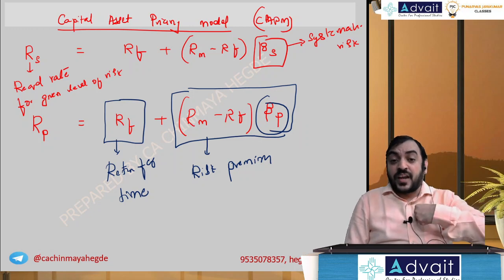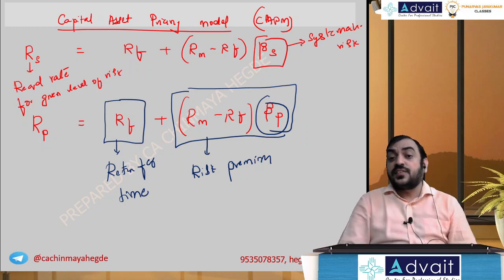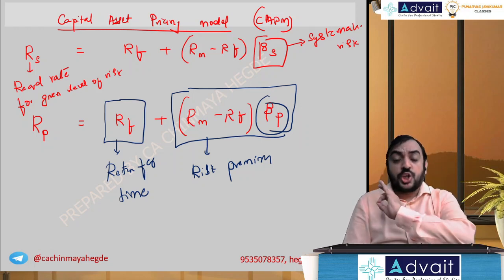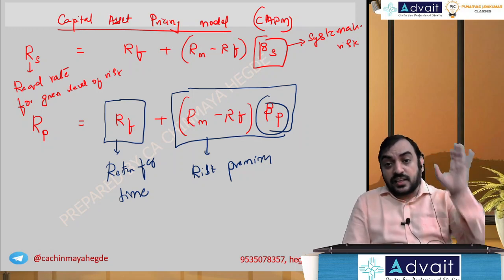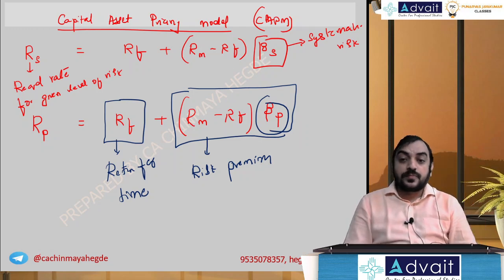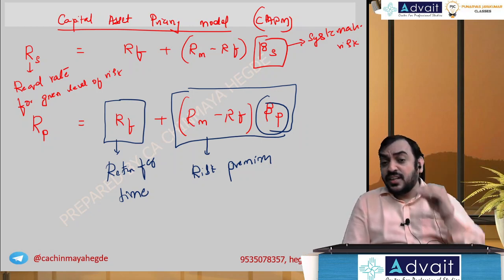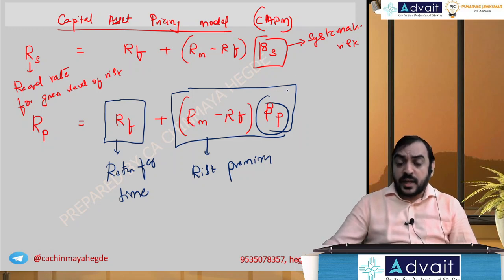More than specific factors, it is always the macro factors which are dominant. So we will not take total risk into consideration. We will take systematic risk into consideration. So what is the excess return with respect to the systematic risk? That is what is multiplied by beta. So RM minus RF is called the market premium.